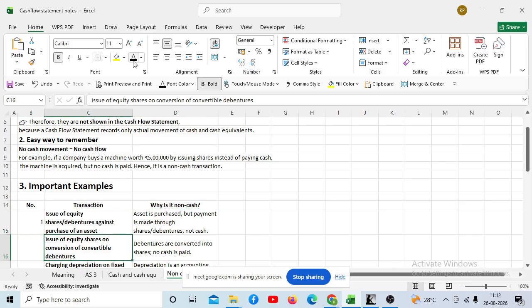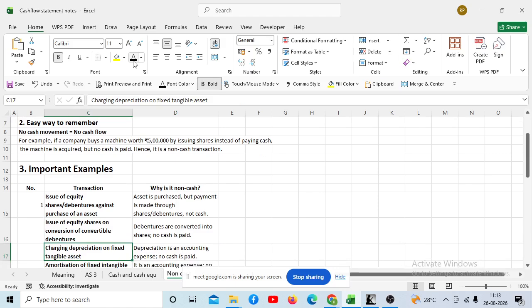The second one is issue of equity shares on conversion of convertible debentures. Now here also what you are doing, you are giving equity shares and you are taking the debentures. So debentures are converted into shares. Again there is no movement of cash. So no movement of cash means no effect in cash flow statement, right?